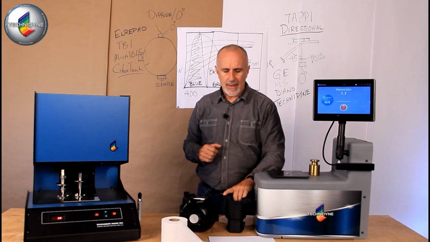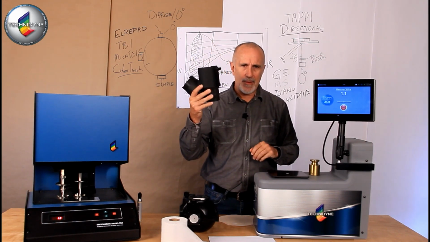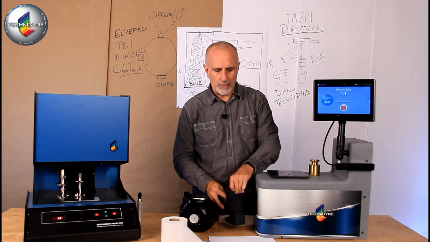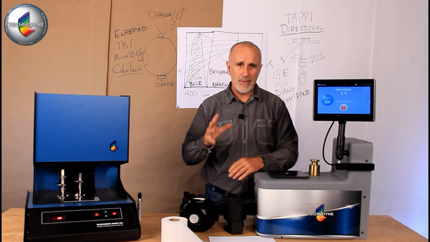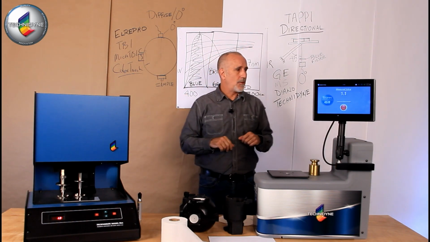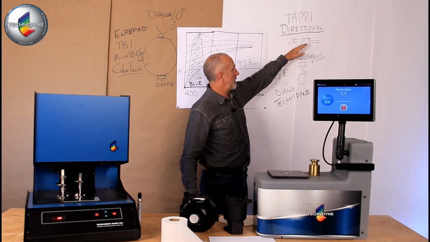An interesting thing happens with the TAPPI method, the directional method. We've not defined gloss or specular reflection at this point, and we'll do that in a future video, but let me just say real quickly, gloss is the light that goes off at the opposite angle.